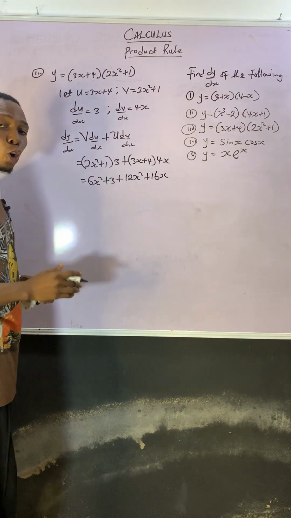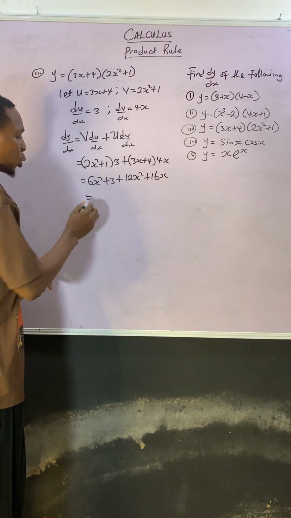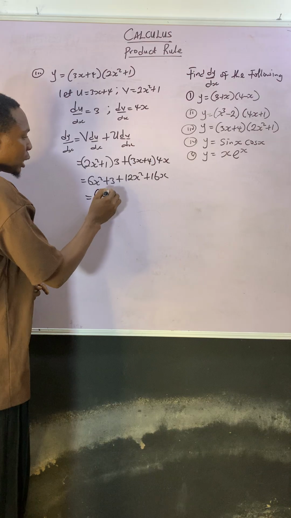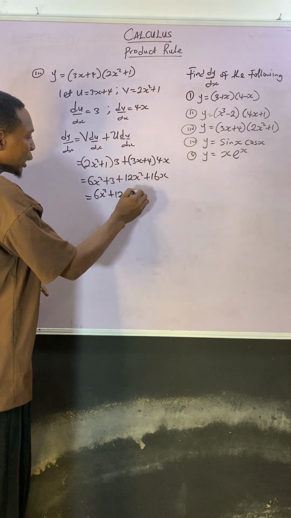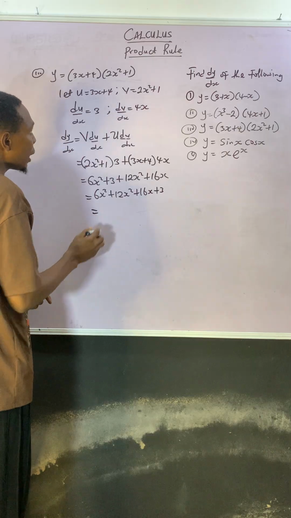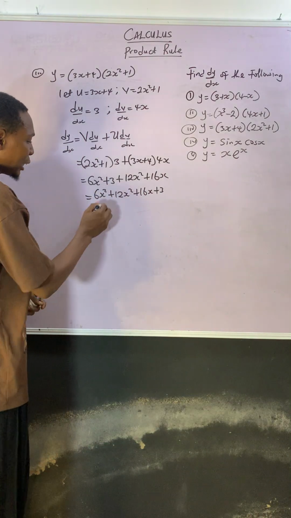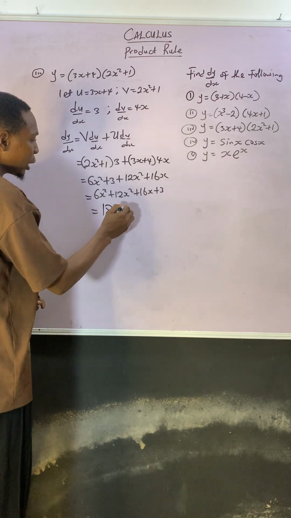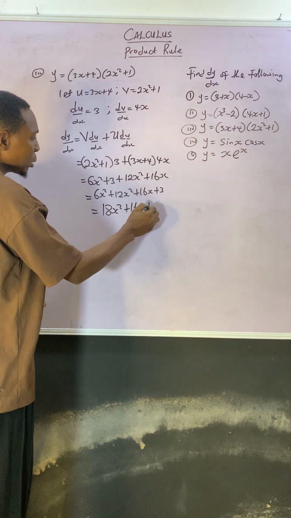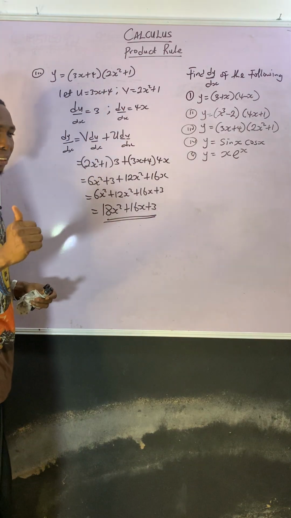After that, you collect like terms based on power. The highest power here is 2. So we have 6x squared, then plus 12x squared, then plus 16x plus 3. From there, 6 plus 12 is 18. So we have 18x squared plus 16x plus 3. So that's the final answer.